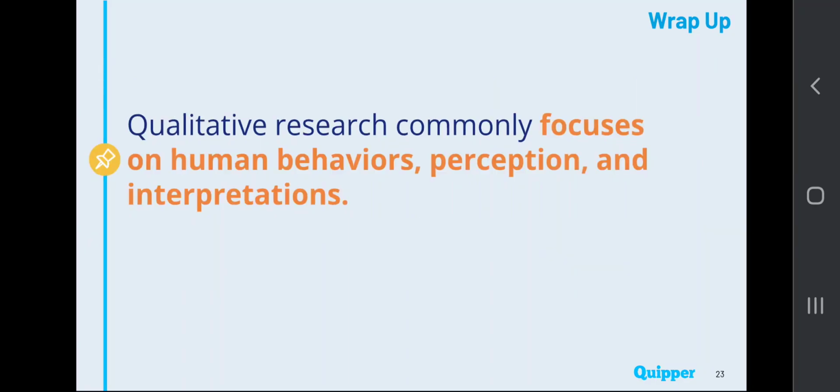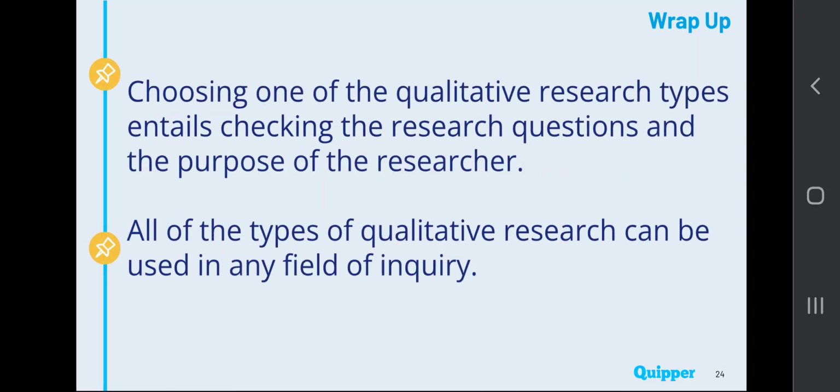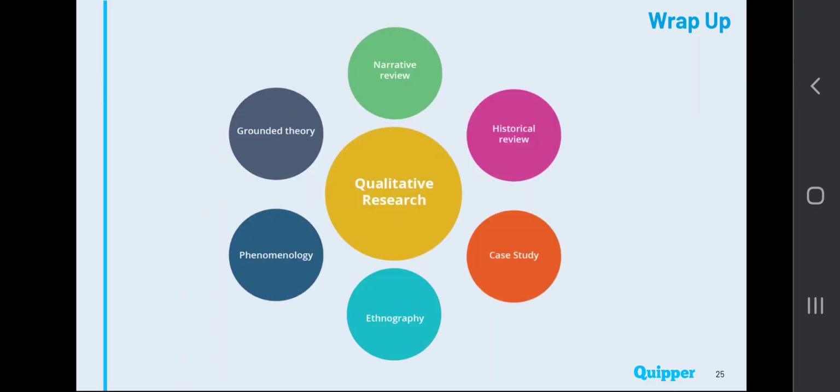that in qualitative research, the common focus is on human behavior, perception, and interpretation. In choosing one of the qualitative research types, this entails the need to check the research questions and align its purpose of the researcher. All of the types of qualitative research can be used in any field of inquiry.